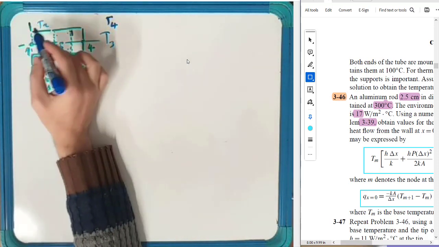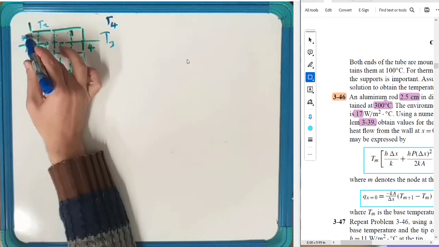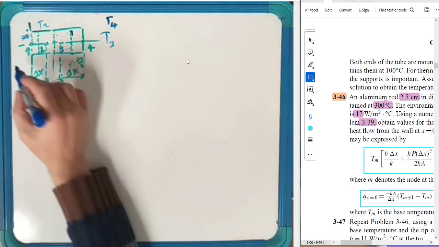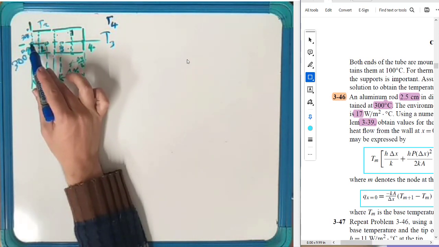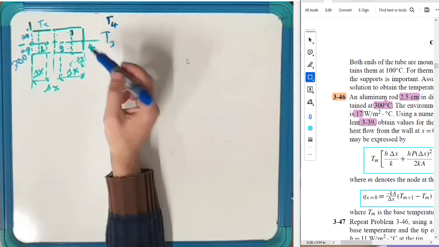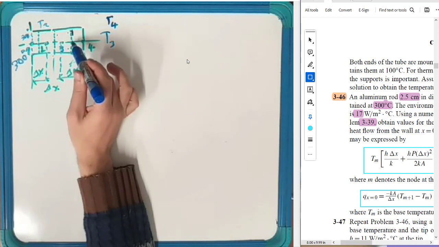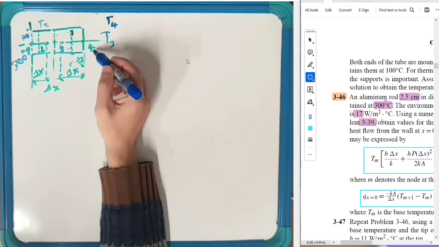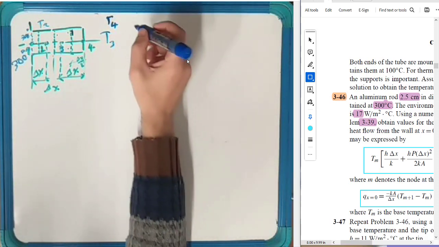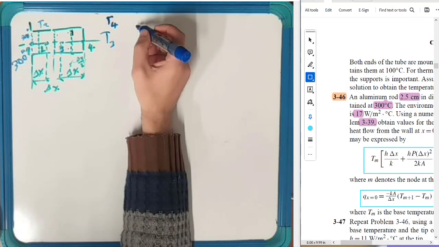In problem number 46, we have the temperature of this point, which is 300 degrees Celsius. We don't know the equation to find the temperature here. So we need two sets of equations: one for the points in the middle of this fin, and an equation for the tip of the fin, which is point number 4. Let me write the previous equation from problem number 39.